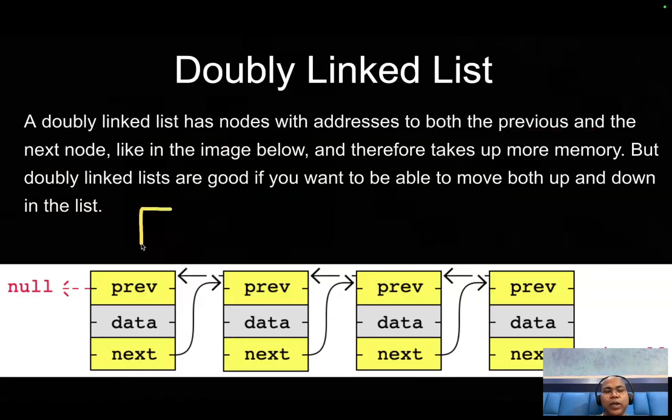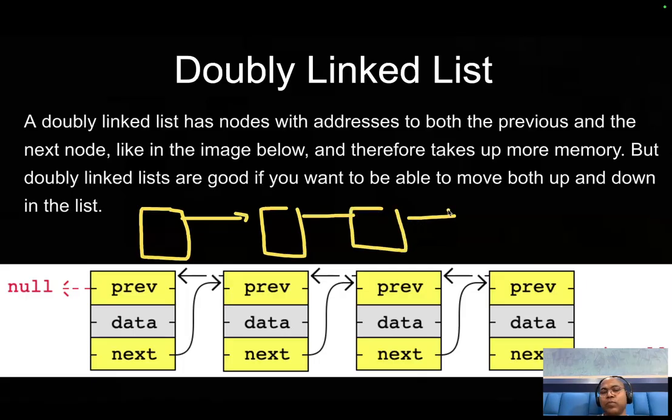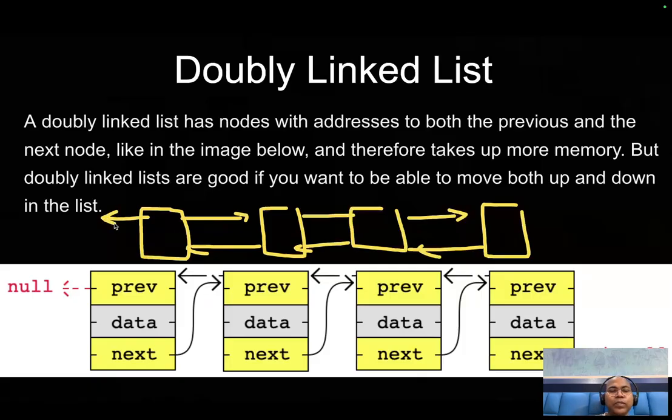First, let's see your header node. From here you can move to the next node, and again to the next node, and the next node. If you want, you can go back again: go to the back node, and again go to the back node. For the header node, the previous is null. For the tail node, next is null.